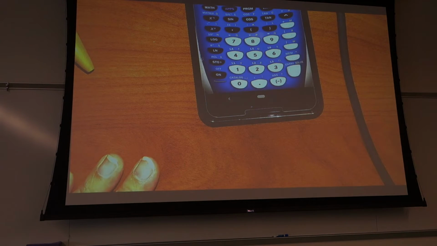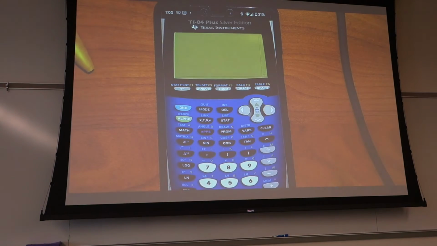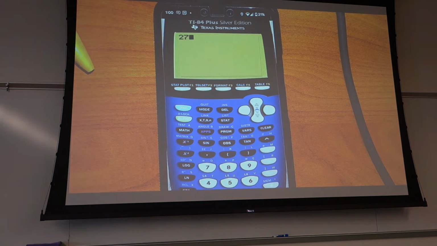Okay. So here's my calculator. I'm going to have 27, and I'm going to raise it to the 1/2 power, to the 0.5 power. Just like that. Because 1/2 is the decimal 0.5. And we'll get 5.196. Okay? Positive, negative.